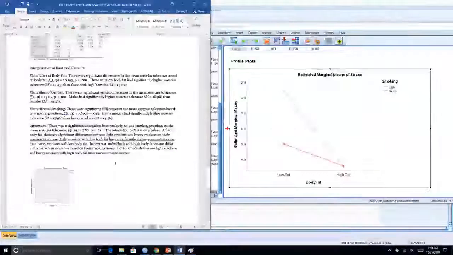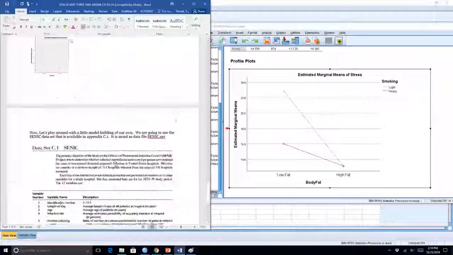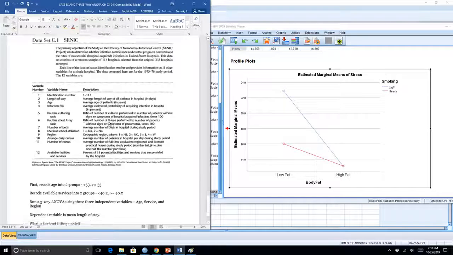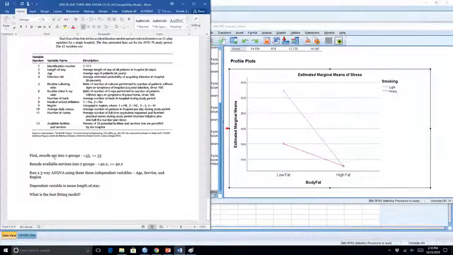So I'm going to stop this video and make a third one, which is the last one. I want you to try this first. We're going to do a little model building. We're going to do some recoding, which I will do at the beginning of that video. And then you're going to run a 3-way ANOVA and try to find the best fitting model.